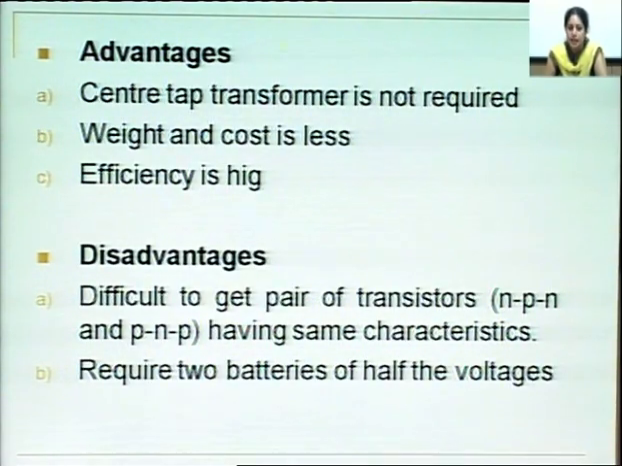The efficiency is high. The disadvantages are that it is difficult to get a pair of transistors having the same characteristics, that is, NPN and PNP complementary transistors having the same characteristics and specifications. And another disadvantage is that we require two batteries of half the voltages.